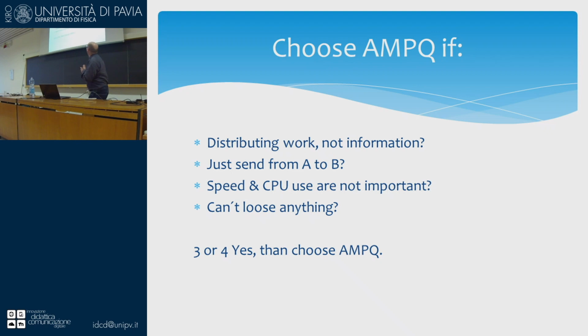So probably you want to choose AMQP if you want to distribute work and not just information. You have such a broker, you say do this, do this, do this. And you can have just a message from A to B, and then speed and performance are not so important, and absolutely you cannot permit yourself to lose something.